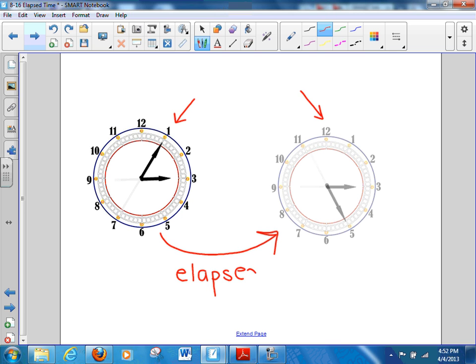Elapsed. That's a funny word. Elapsed time. And we said that we counted the time from when she started by 5s, 5, 10, 15, 20. And so the elapsed time was 20 minutes.